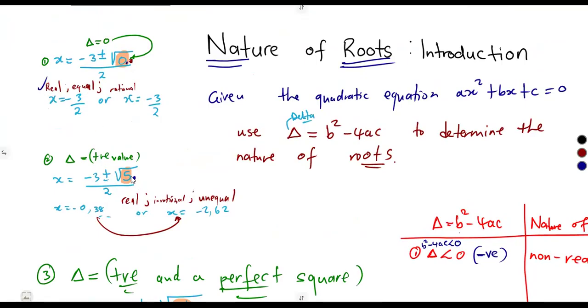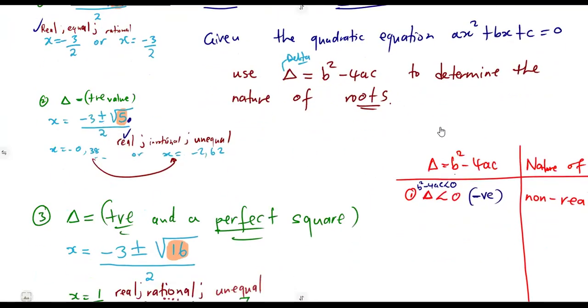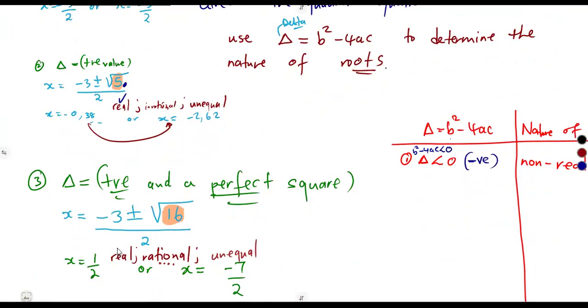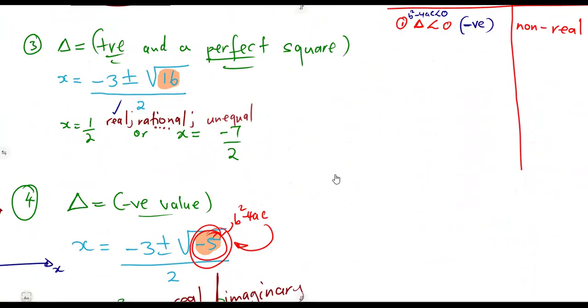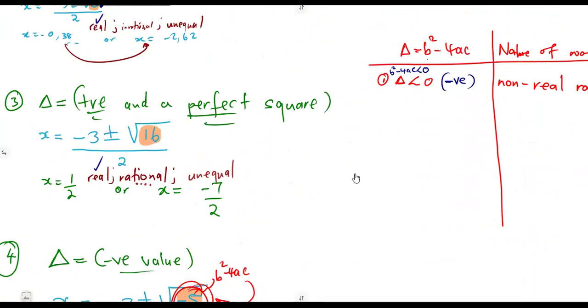Whether it is any positive value, a perfect square or not, there is a real root. This is the condition about our real roots. But when we have a negative, we no longer have that part of a real number.